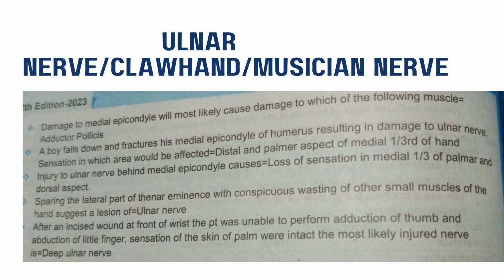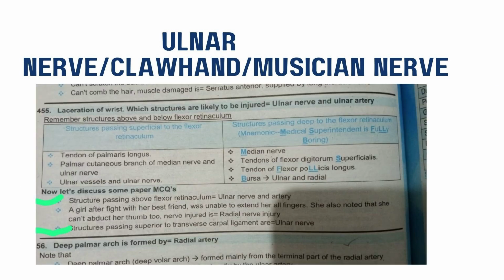After an incised wound at the front of the wrist, the patient was unable to perform adduction of the thumb and abduction of the little finger. Sensation of the skin of the palm was intact. The most likely injured nerve is the deep ulnar nerve. So it is mentioned that the deep ulnar nerve is responsible to supply the palmar aspect of the hand, right? So we need to remember this.